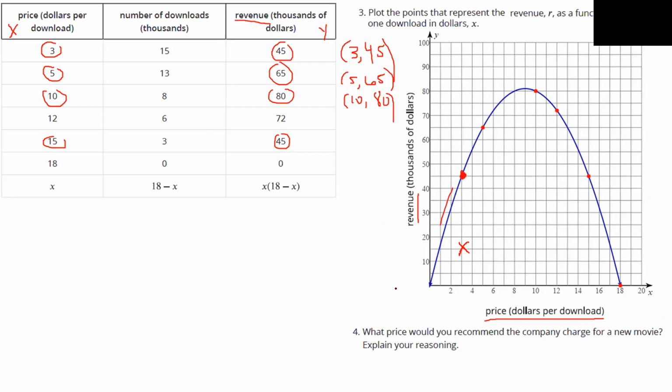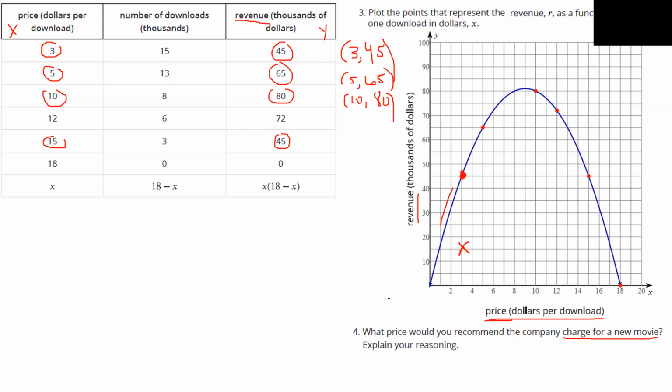All right, so now that we graphed it, it says, what price would you recommend the company charge for a new movie? So remember that the X values are the prices, the Y values is the revenue, meaning how much money they're going to get, and they want you to explain your reasoning. So go ahead and take a couple of seconds to think about what price you would recommend the company charge for a new movie. Go ahead and do that now.